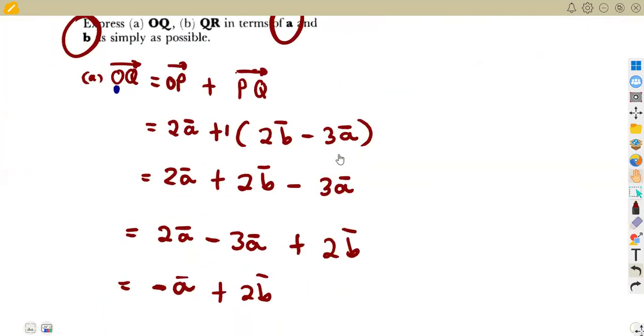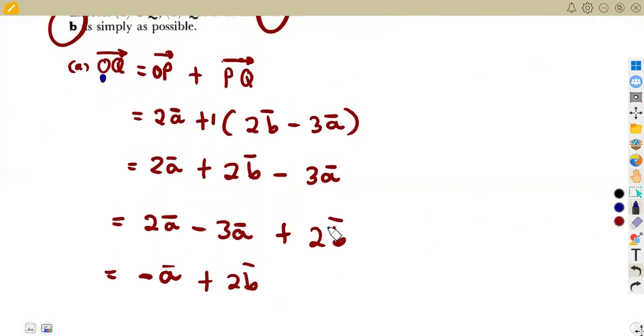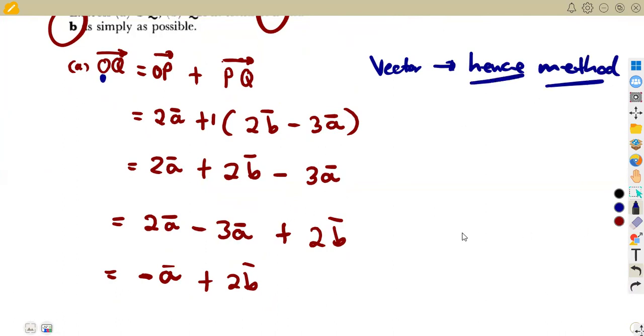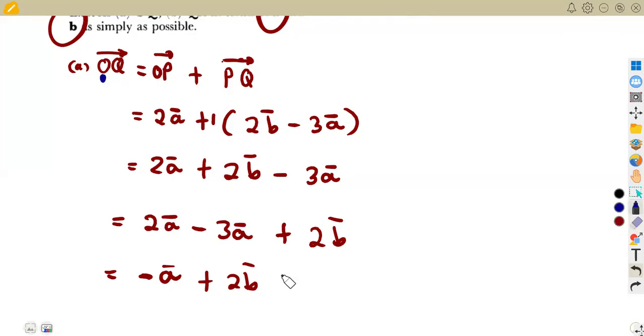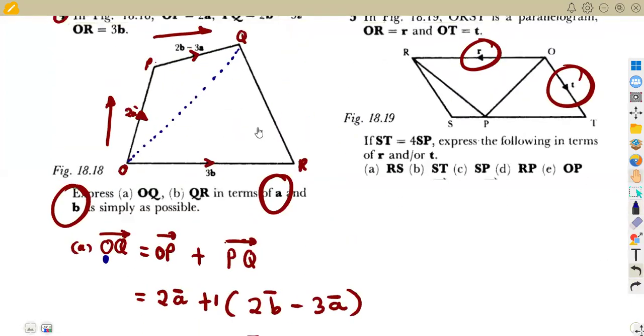All right, so after finding this, remember, guys, I always say this, vector is referred to as a hence method. Remember, when you're answering those questions, where you answer the first part, then the next one, they will say, hence find this. That is the vector concept. Once this solution is wrong, it affects a lot of things.